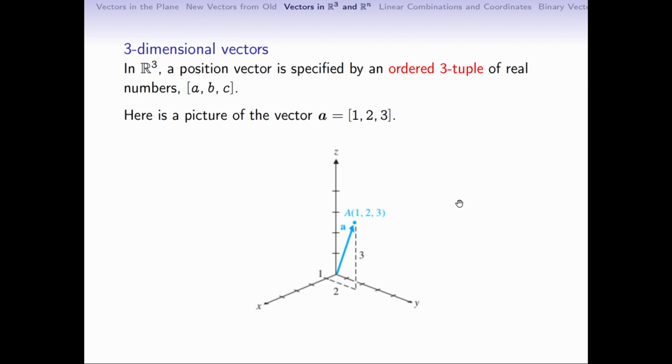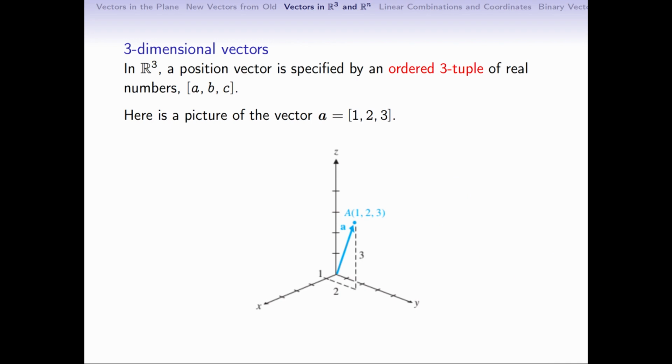We locate that point with coordinates (1, 2, 3) in 3-dimensional space, and we can draw a picture of the vector that starts at the origin and ends at that point (1, 2, 3), and identify that as the vector A. So even in 3-dimensional space, we can still picture what these vectors look like.